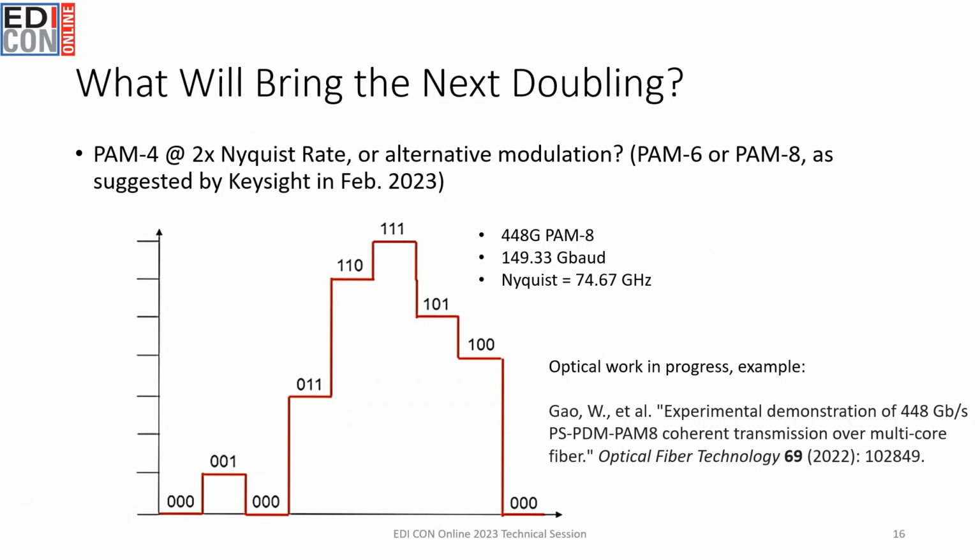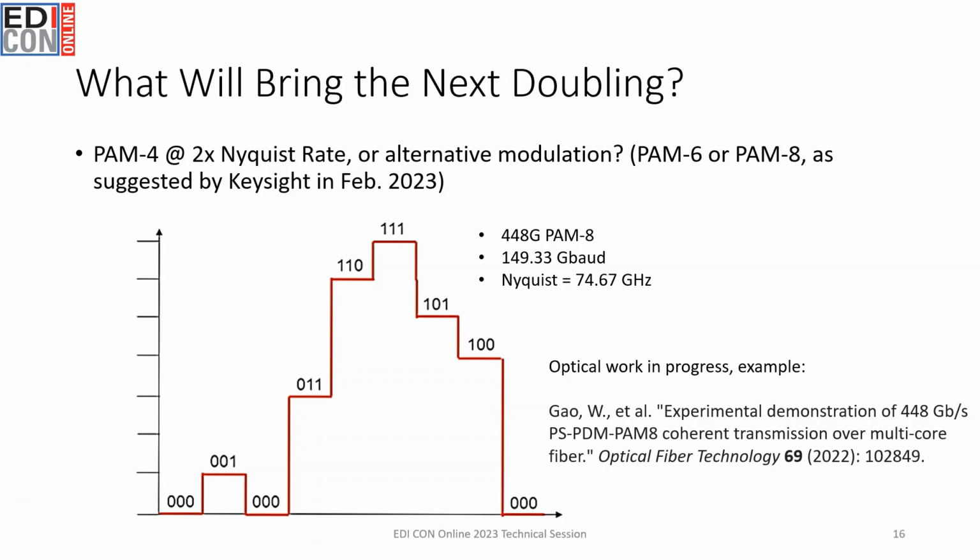So the final point I'd like to leave you all with is, what will be the next data rate doubling? So will we just double the Nyquist rate, or are we going to use alternative modulation? So Keysight, in a February 2023 blog post, did bring up the possibility of PAM6 or PAM8. So 448 gigabit per second PAM8 would look something like this, where we have 8 signal levels, essentially transmitting 3 bits per UI, and then that would give us a 149.33 gigabaud bit stream. Then that would set the Nyquist at 74.67 gigahertz.